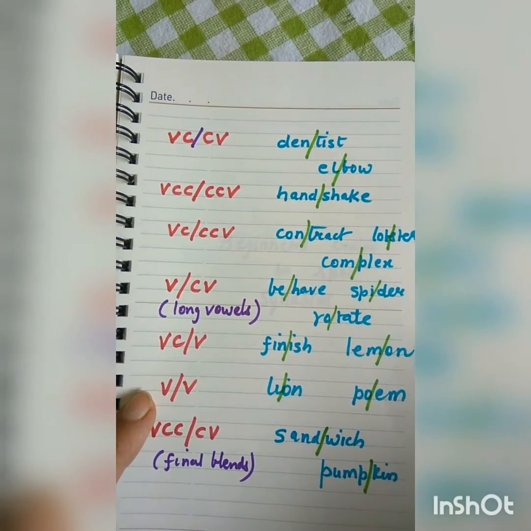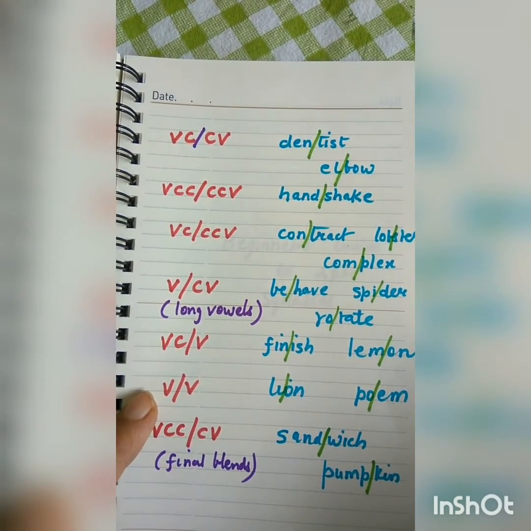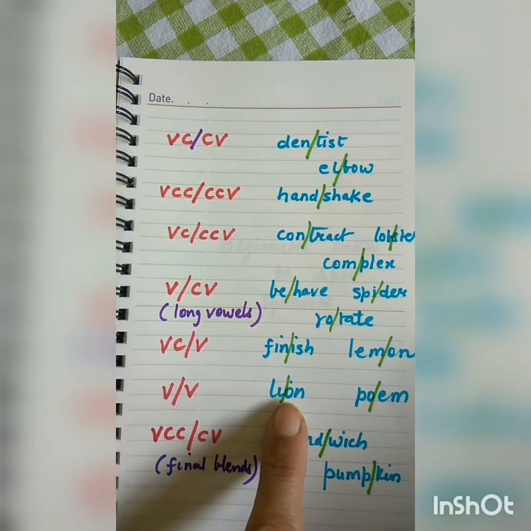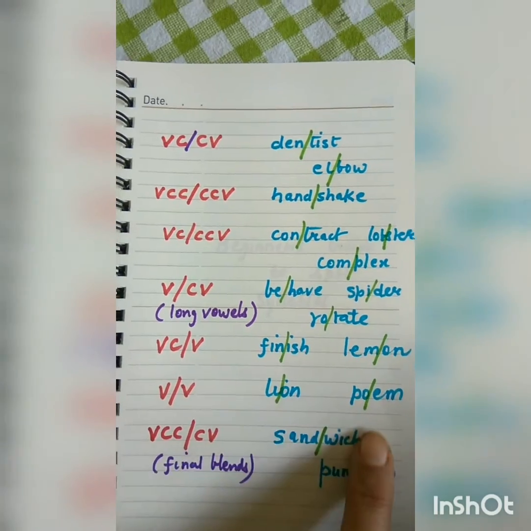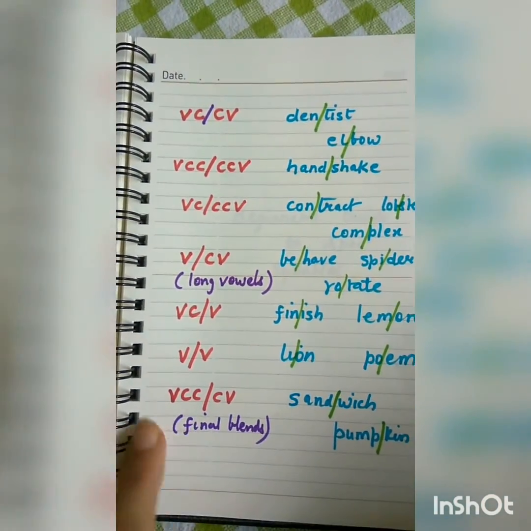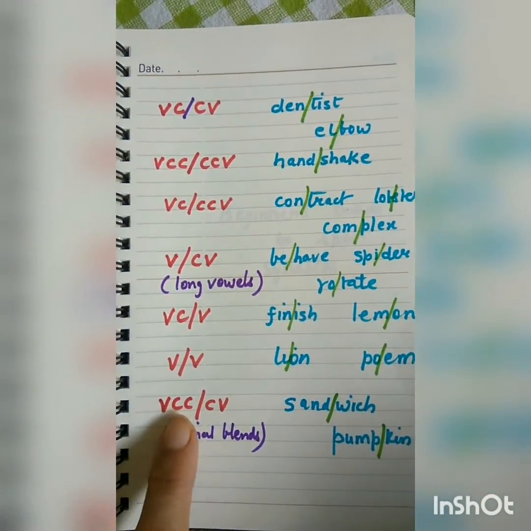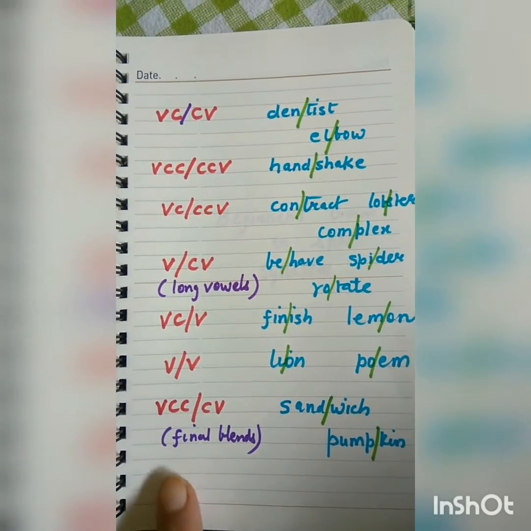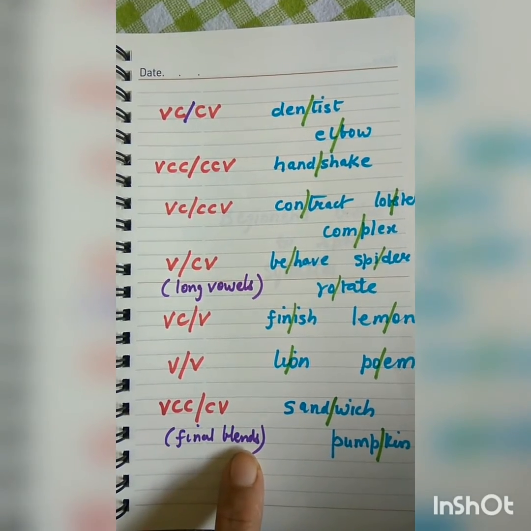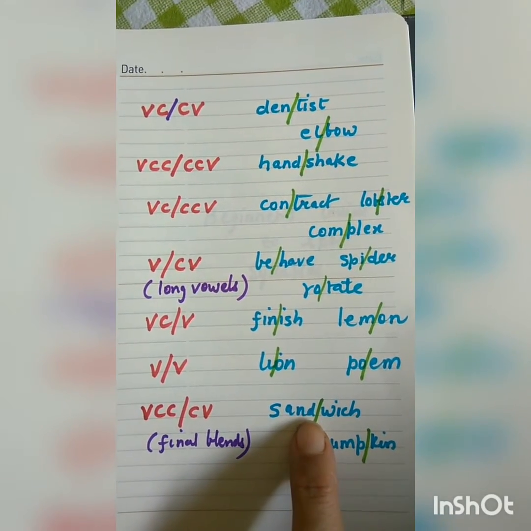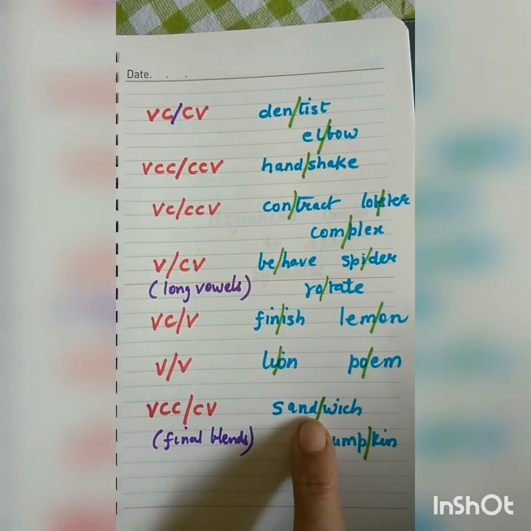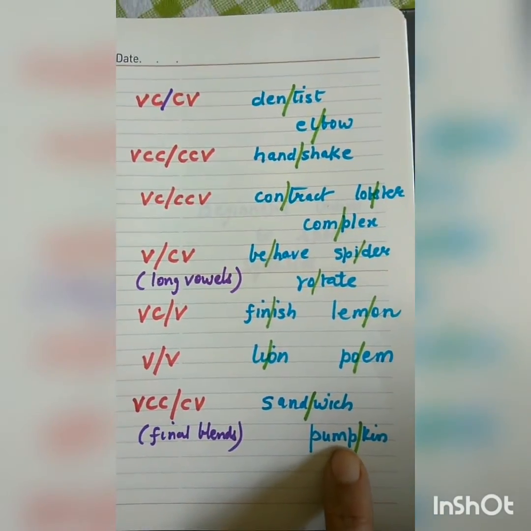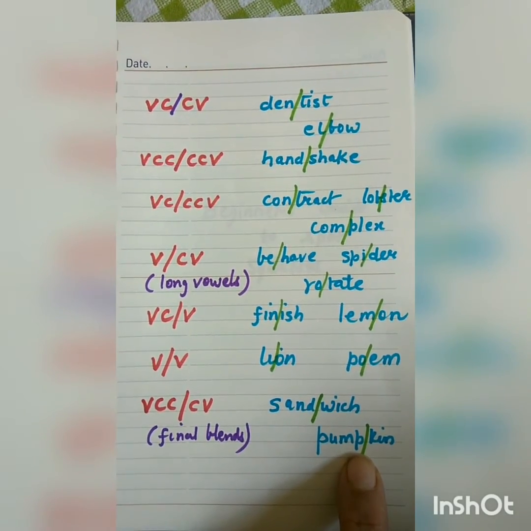What happens when there are two vowels but they are not forming a pair? In that case, the syllabication happens after the first vowel. Lion, poem. And finally, VCC, CV. Again there are three consonants. But if it is a final blend like sandwich, N is part of a final blend, so you cannot do the syllabication in the blends. Similarly, pumpkin, M is again the final blend.